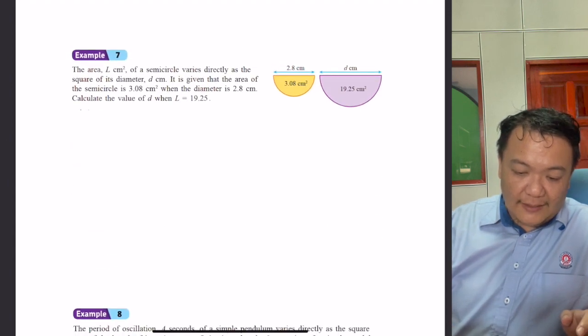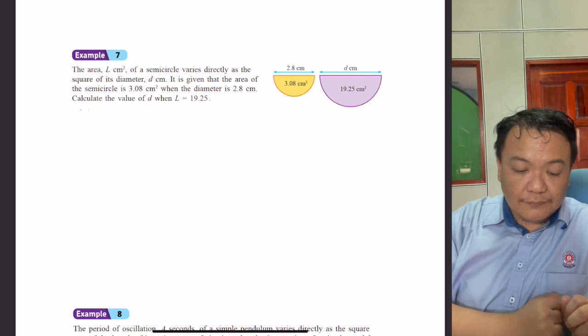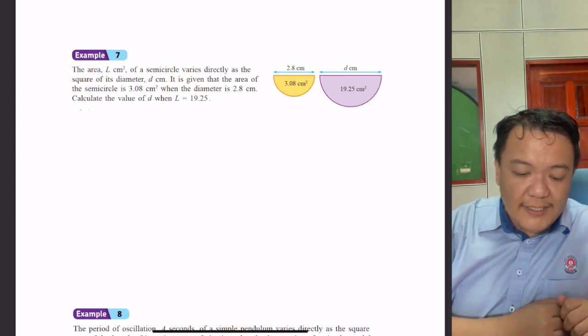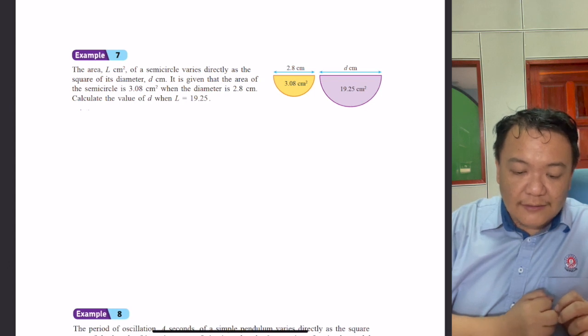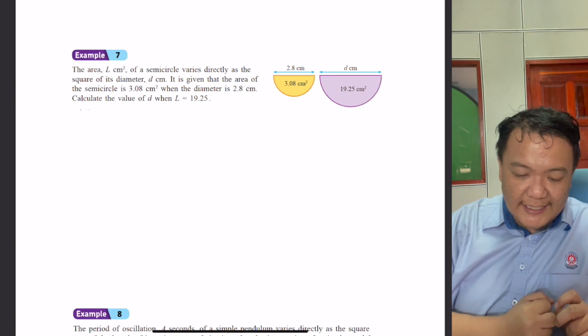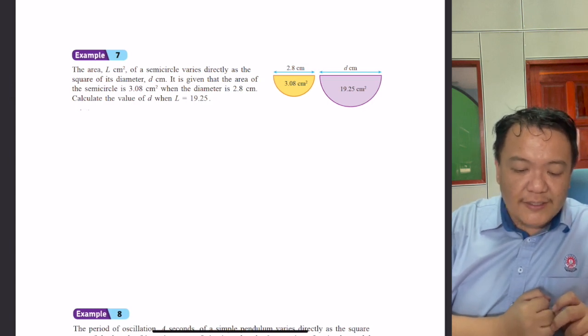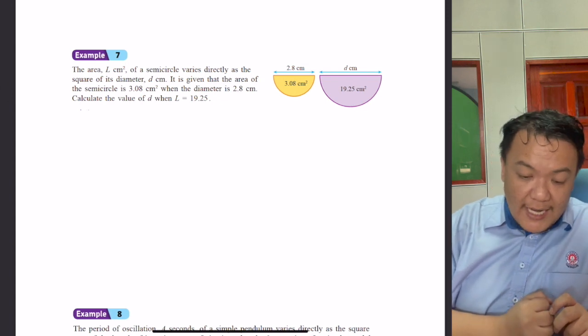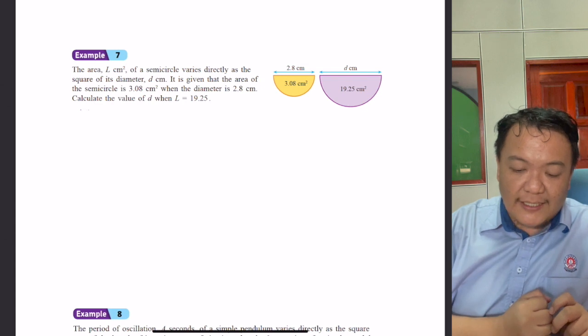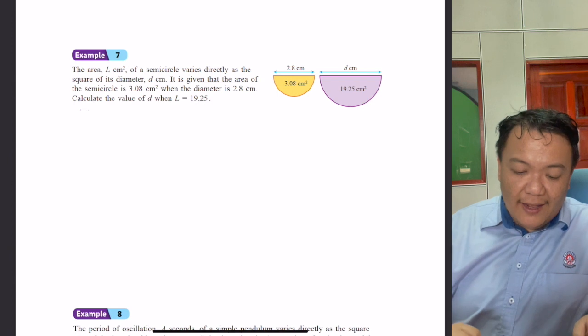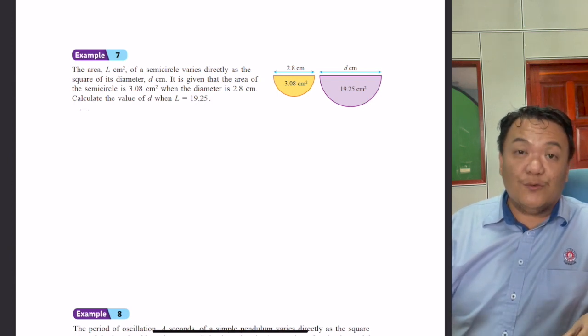Okay, next. Okay, kita tengok example 7. Example 7, the area L centimeter square of a semicircle varies directly as the square of its diameter D. It is given that the area of the semicircle is 3.08 centimeter square when the diameter is 2.8 centimeter. Calculate the value of D when L is equals to 19.25.